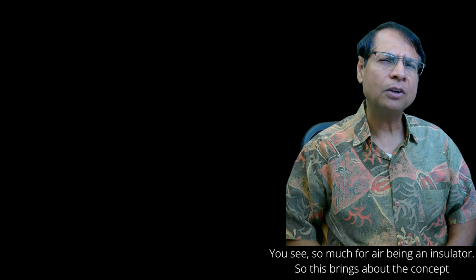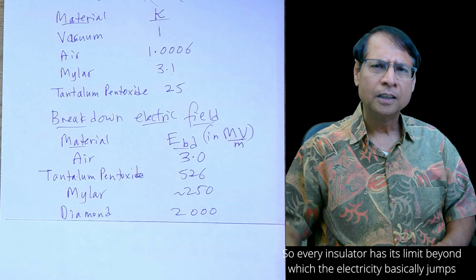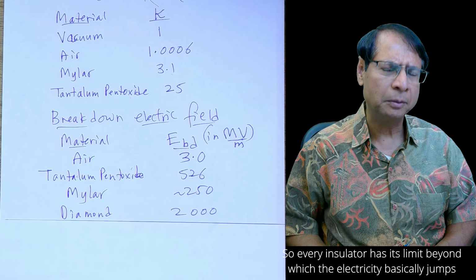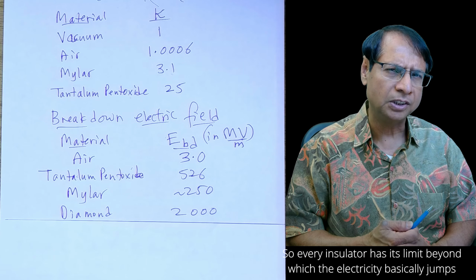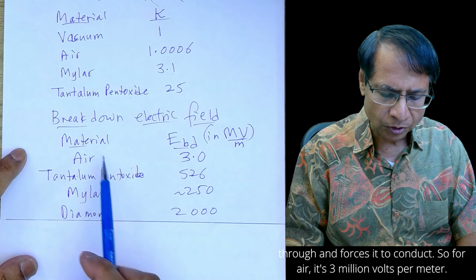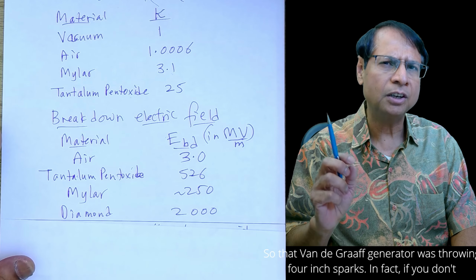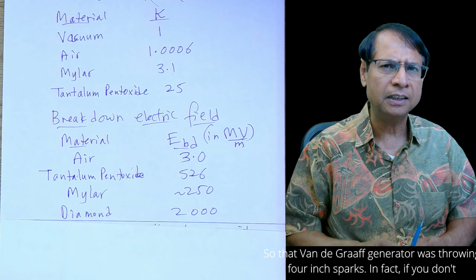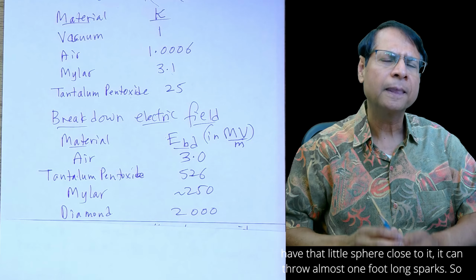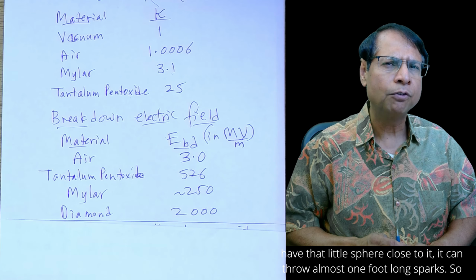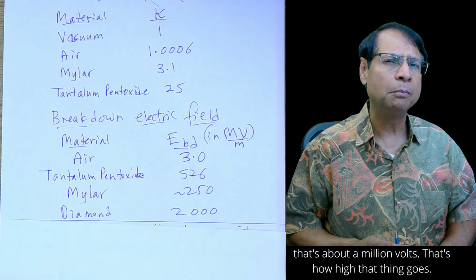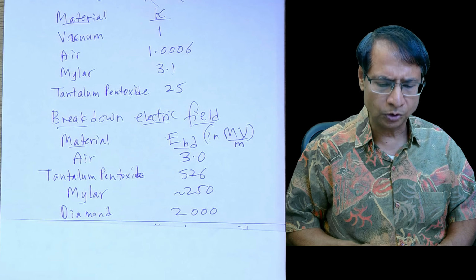So this brings about the concept of the dielectric breakdown, the electric field that basically makes the insulator turn into a conductor. So every insulator has its limit beyond which the electricity will basically jump through and force it to conduct. So for air, it's 3 million volts per meter. So that Van de Graaff generator was throwing a 4-inch spark. In fact, if you don't have that little sphere close to it, it can throw almost a 1 foot long spark. So that's about 1 million volts. That's how high that thing goes.